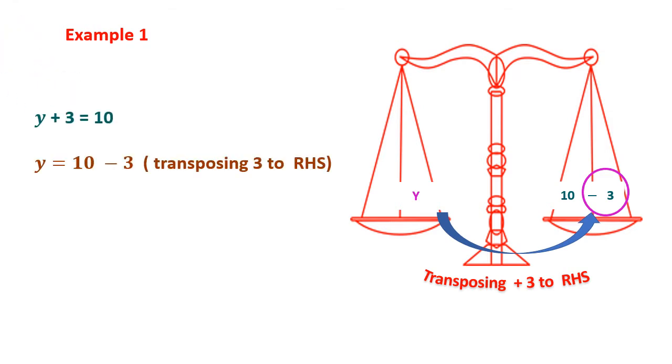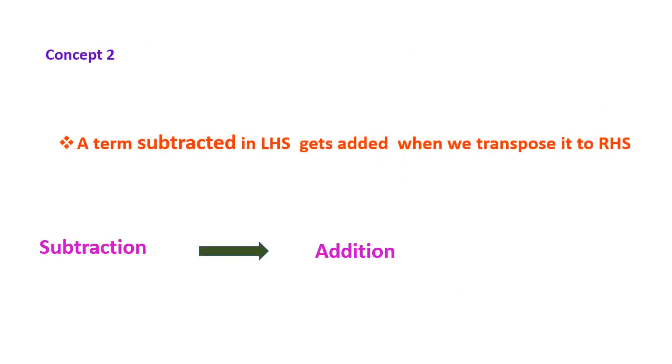And these are the steps. We have to write in the bracket that we have transposed 3 to RHS. And the value of y is 7. 10 minus 3 is 7. Let us move to concept 2.